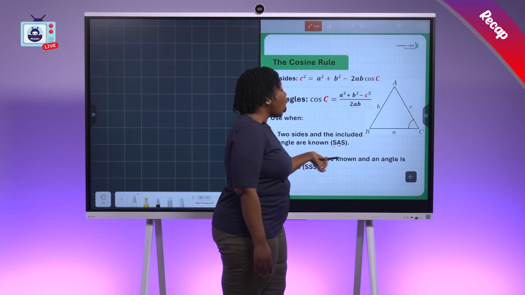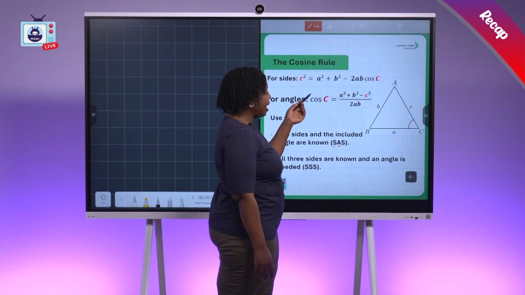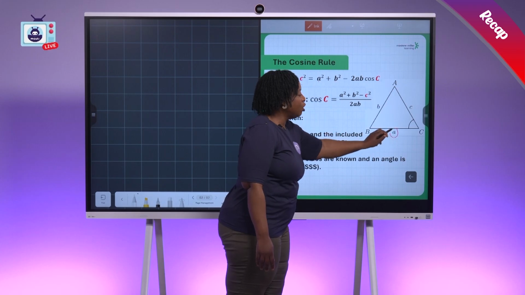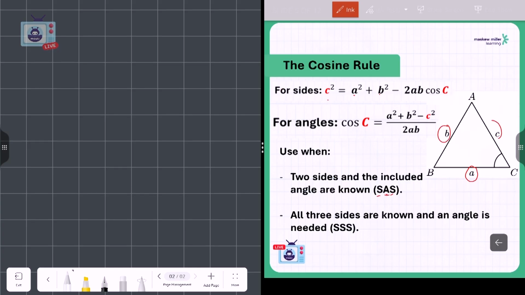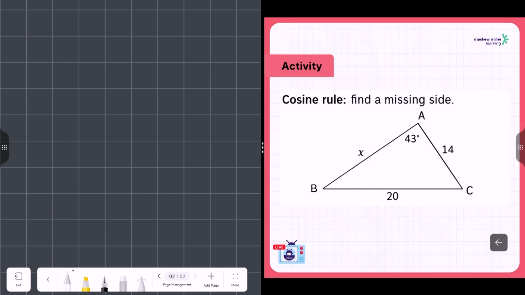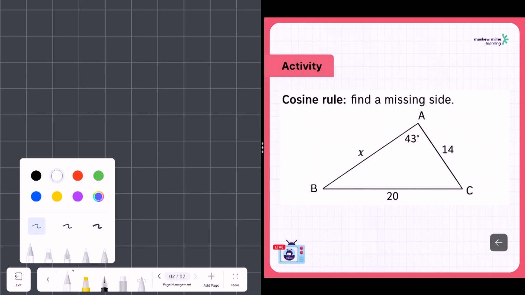And if you have all three sides, like they give you small a, small b, and small c, and then they ask you to find one of the angles, you can also use our cosine rule to do that. An example that was done to show that is this one, where you have to find the missing side, you just have to use your cosine rule. So we can quickly do that so that you guys can see.